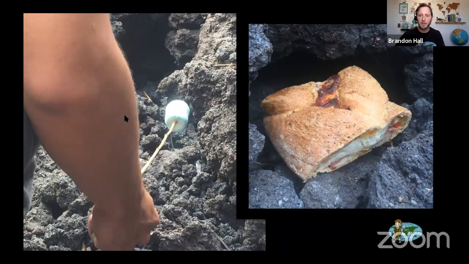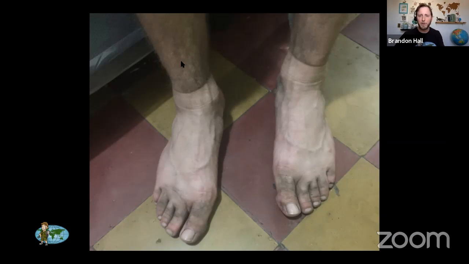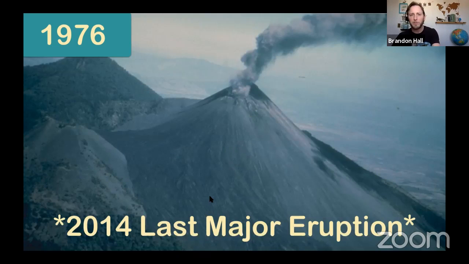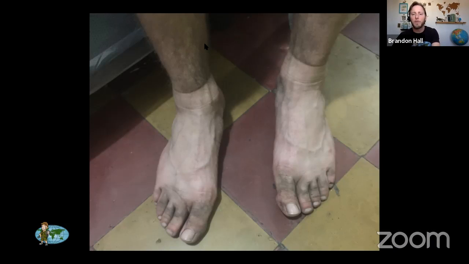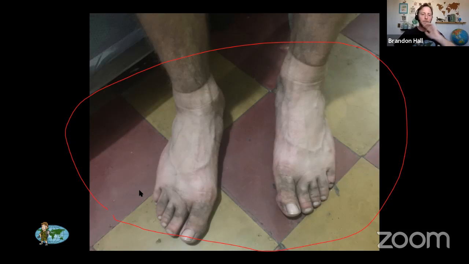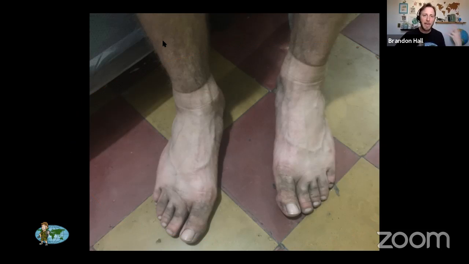Again, heat, you can still heat up things. And this is kind of gross, but just to show you the experience of what it's like to actually be on the volcano. Remember, we said it's really ashy, really dusty from previous eruptions. And this is when I took my boots off. You can see how dirty my feet became from all of the ash on there.